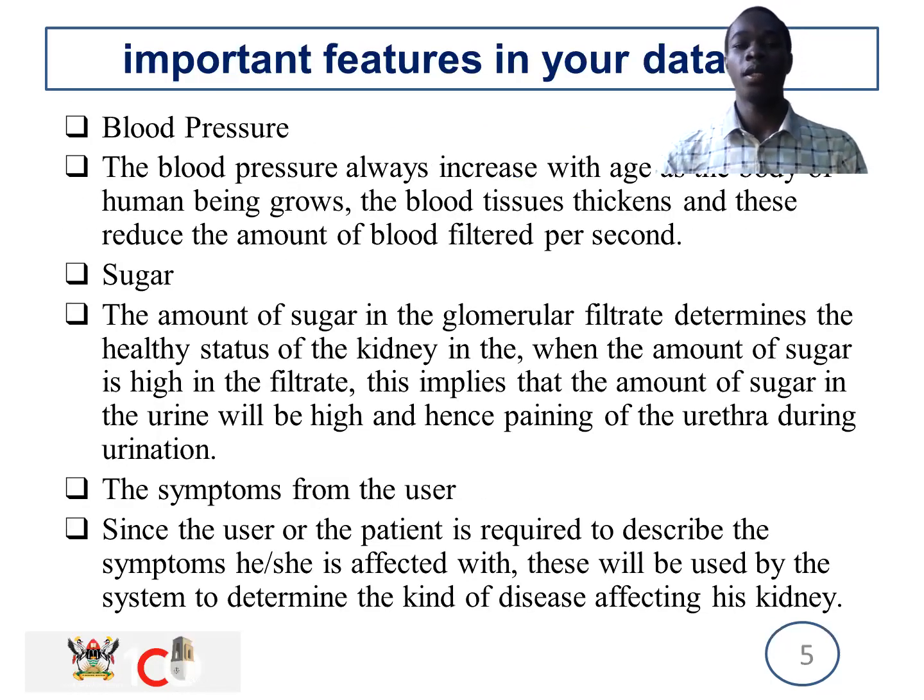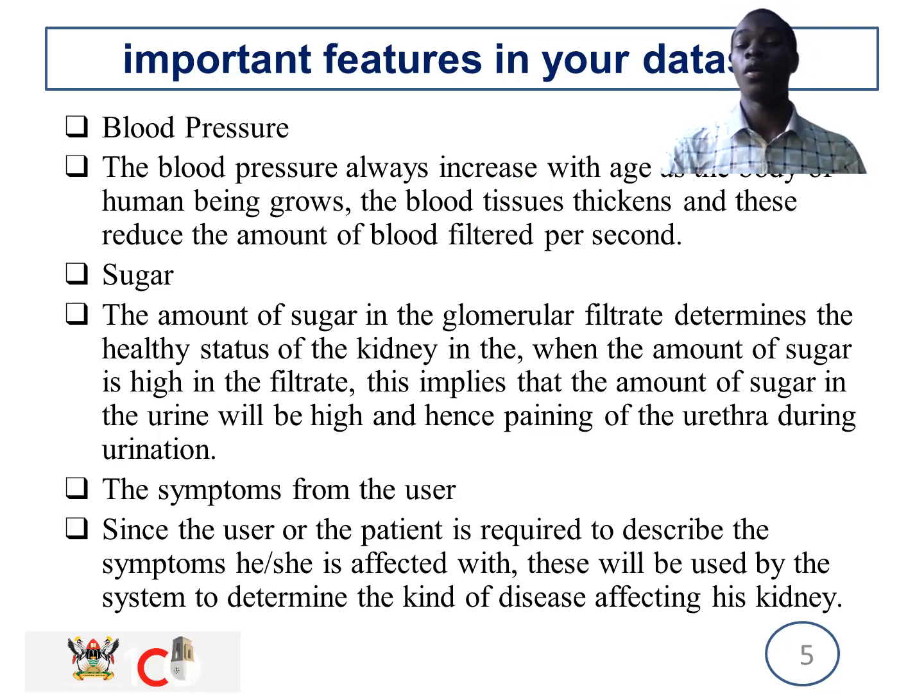Then another important feature in my data set: as someone develops high blood pressure, the amount of blood filtered per second reduces, since the blood is transferred within the body at a higher rate, meaning that in this case the functioning of the kidney will reduce since the amount of blood filtered per second will reduce.